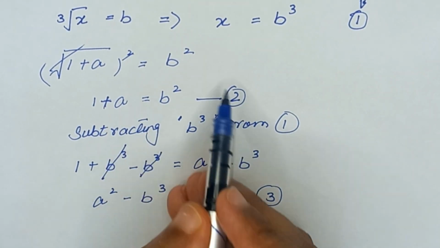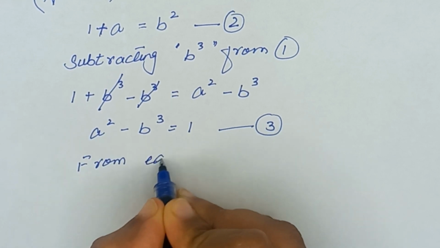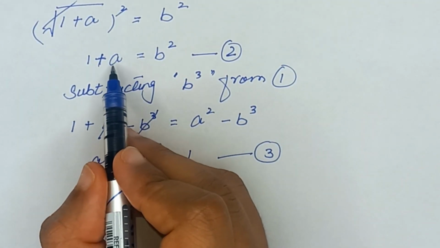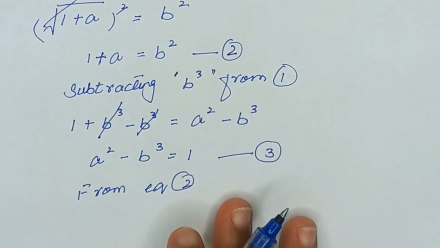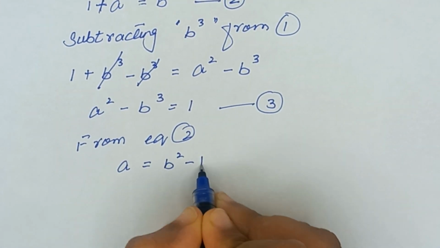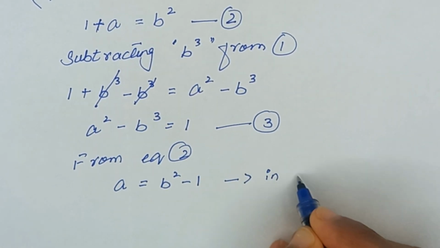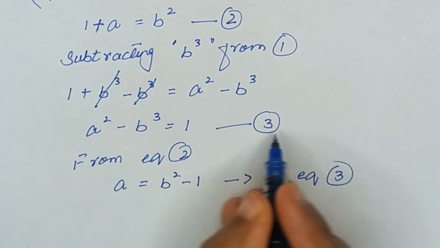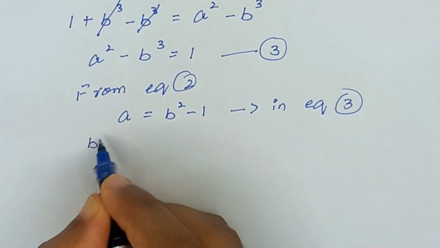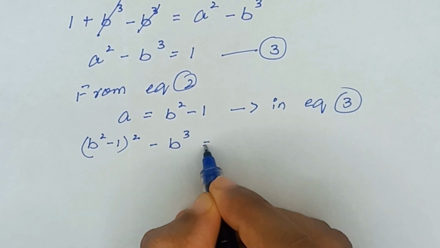Okay, now from equation number 2, we can get the value of a, which is a is equal to b square minus 1. Now I will substitute this value of a in equation number 3. So equation number 3 will become (b square minus 1) whole square minus b cube is equal to 1.